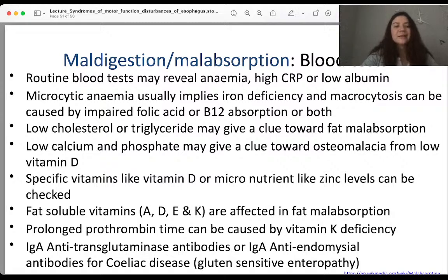Moreover, immunoglobulin A anti-transglutaminase antibodies or immunoglobulin A anti-endomysial antibodies are tested for celiac disease. It is gluten-sensitive enteropathy. This is specific testing for this disorder.